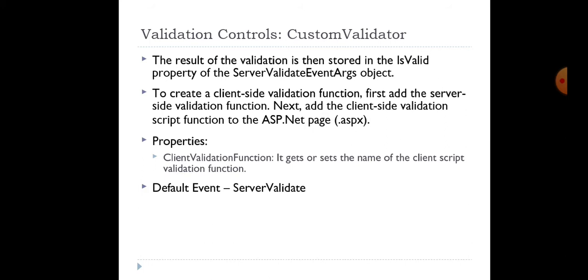Next, to create a client-side validation function, first we must add the server-side validation function. After that, we add the client-side validation function to the ASP.NET page, that is, the .aspx extension page. Its property is client validation function. Its default event is server validate.